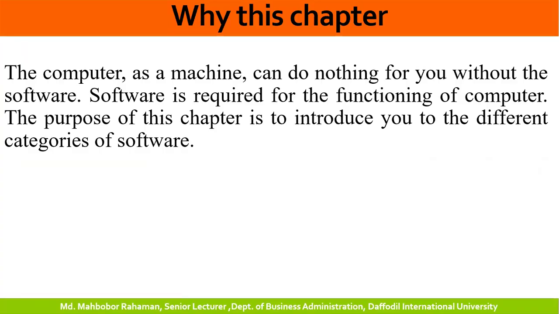Mainly, the computer as a machine can do nothing for you without the software. That's why software is basic and required for the functioning of the computer. The main purpose of this chapter is to introduce you to the different categories of computer software. As a learner and user of the computer, you have to know how many software are required to run the computer and which software are required for which kind of task.